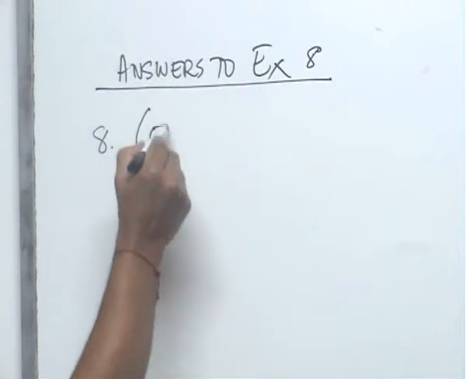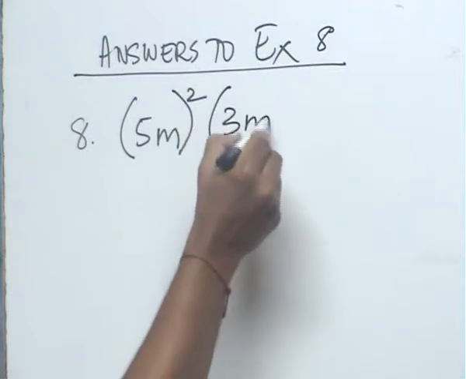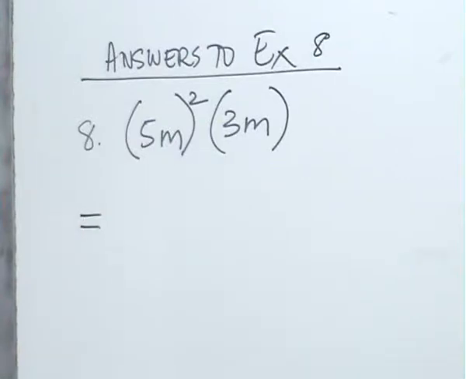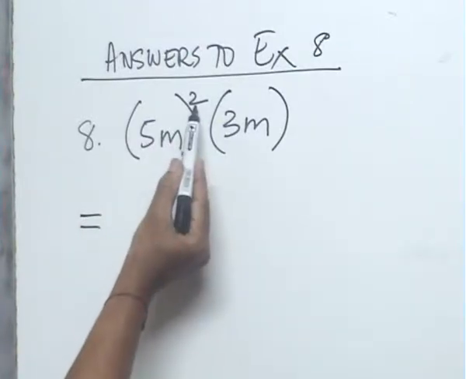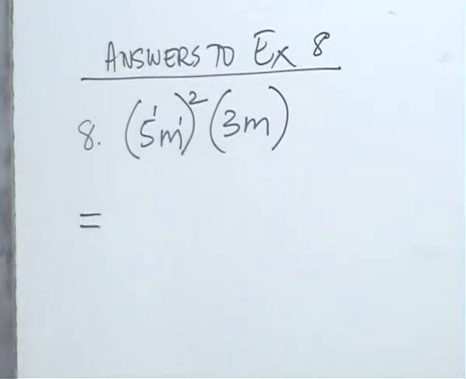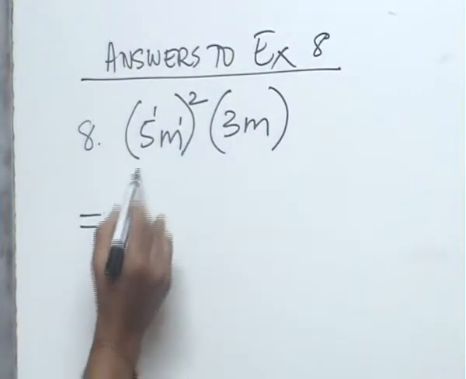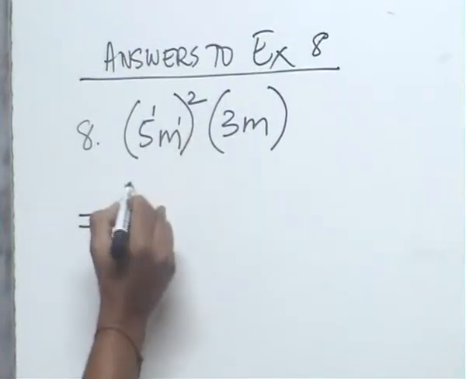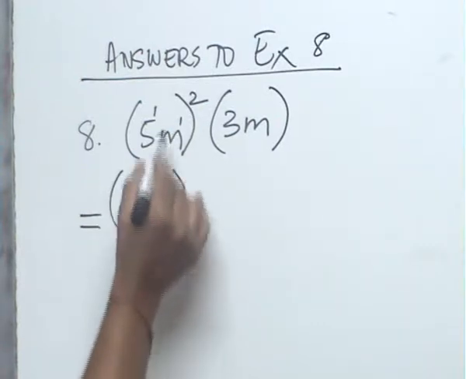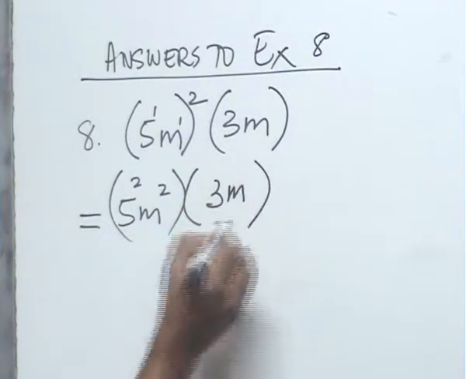You got open bracket 5m close bracket squared times 3m. So I'm going to do this down this way. So you can see this power, this is a power to power. Index here is 1, index here is 1. So this power only affects this bracket, not that one. So 5, 1 times 2, 2. M, 1 times 2, 2. So this answer is now written in a bracket like this, and 3m is written next to it.